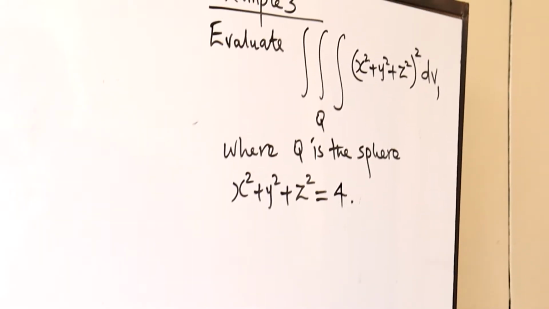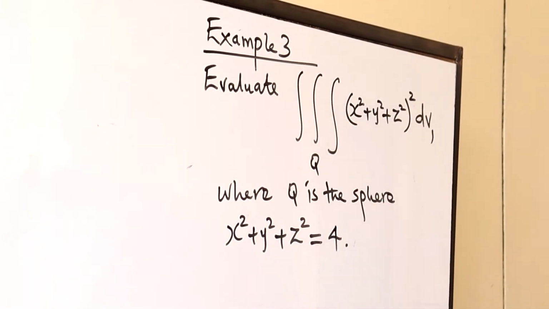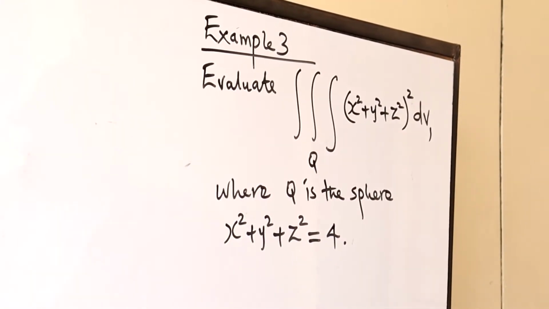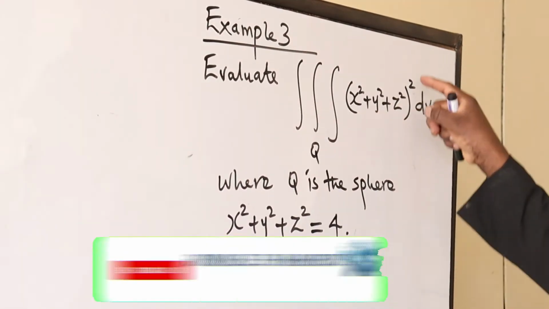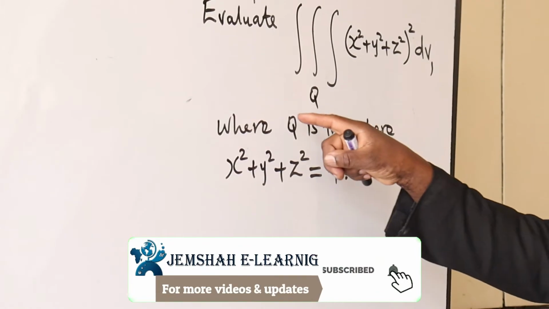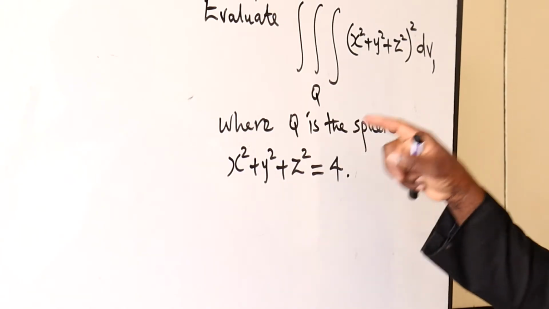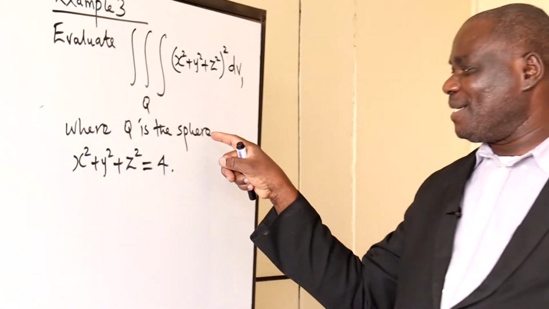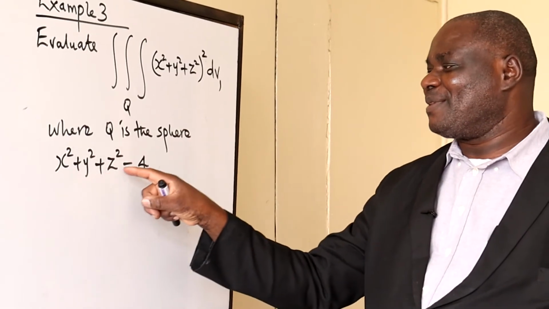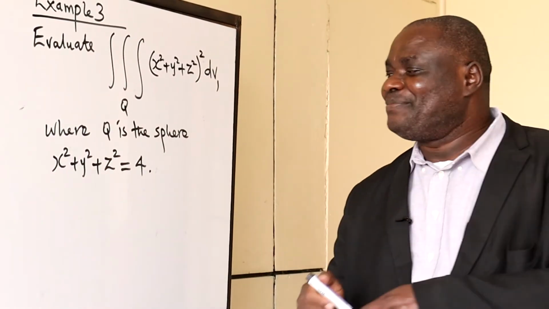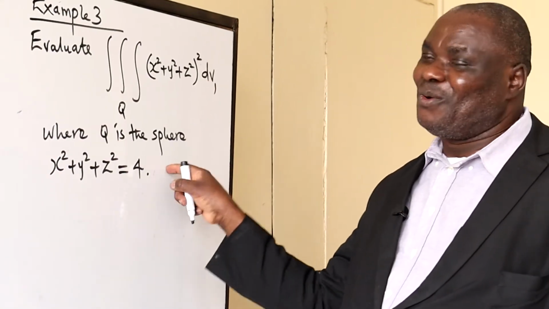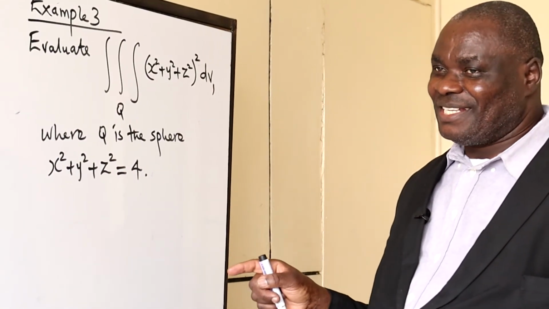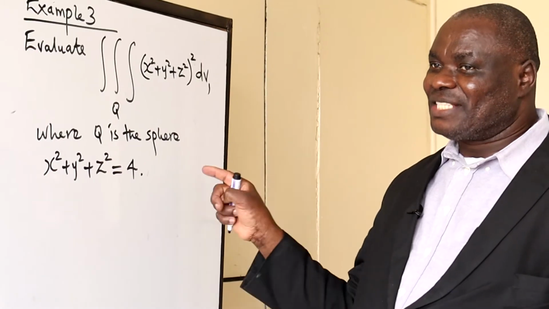So example 3, we are now evaluating a triple integral. We are evaluating the integral of x squared plus y squared plus z squared dv, where Q here is the solid of integration, and Q is the sphere x squared plus y squared plus z squared is equal to 4. Now, when you get an equation like this, even if you are told or not told, just know it is a sphere.